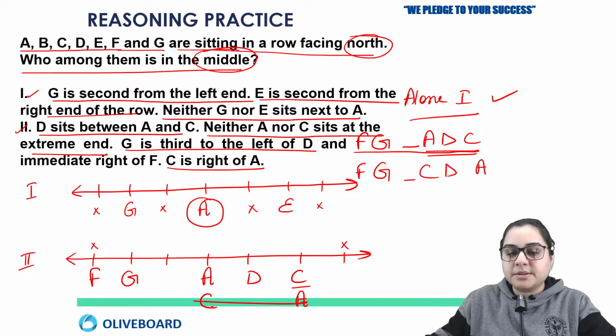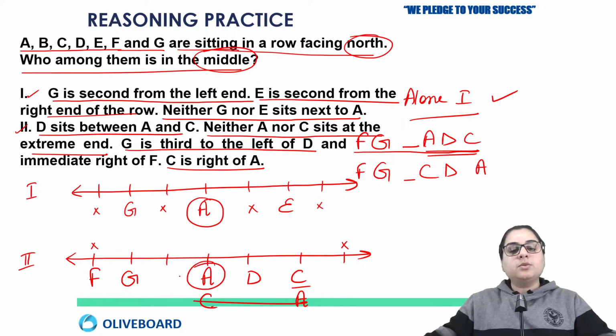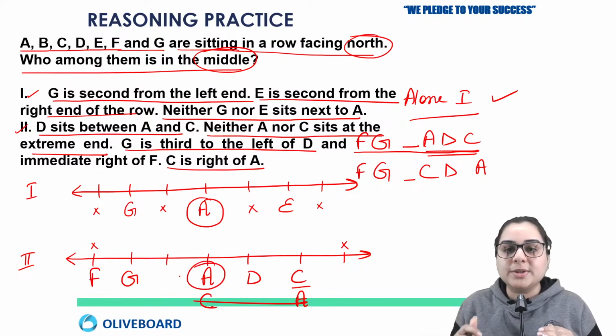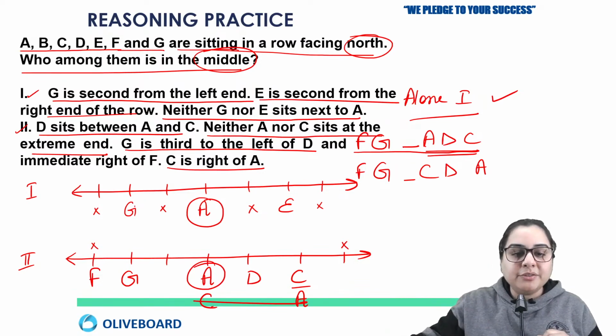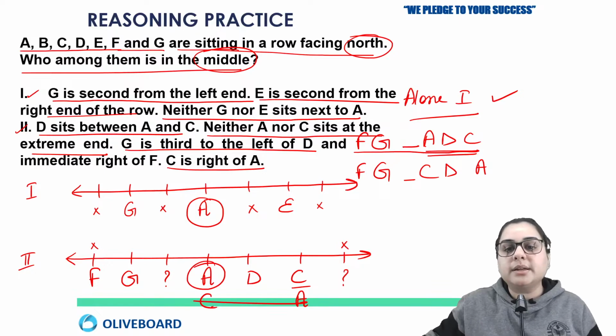So this case is wrong because C has to be towards the right of A, and with this also we can get our answer to who is sitting in the middle. Even if these 2 spaces are unoccupied, even though your solution was not complete, we are getting the answer to what the question asked.